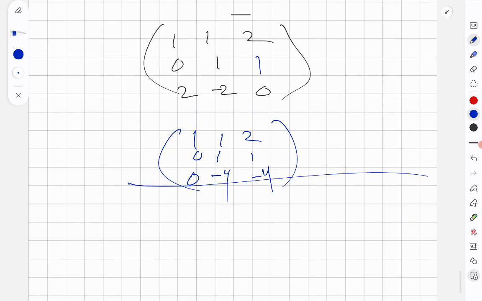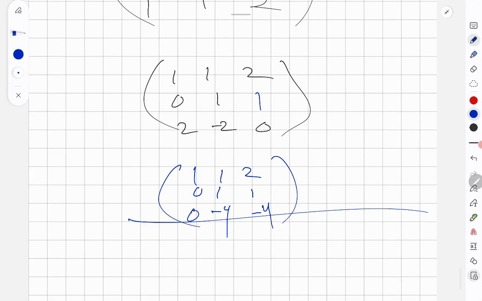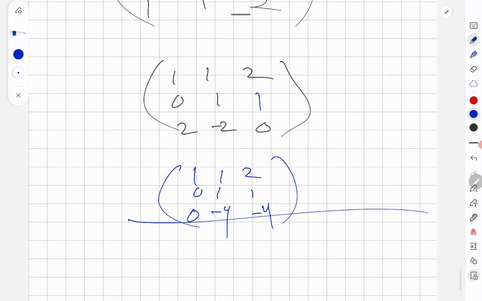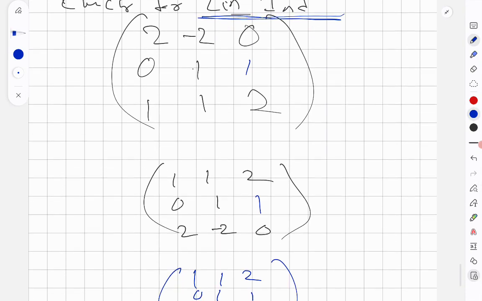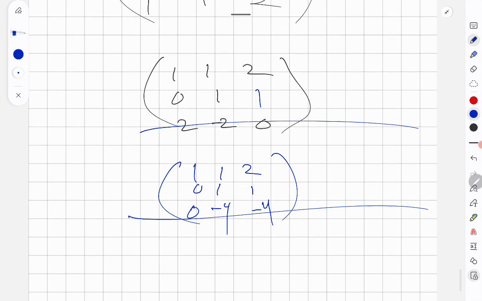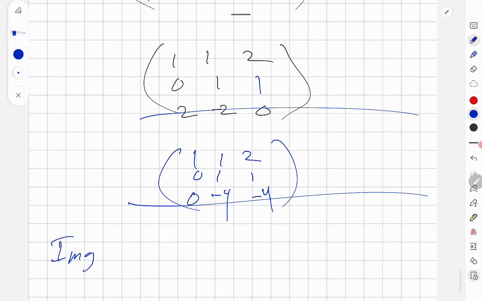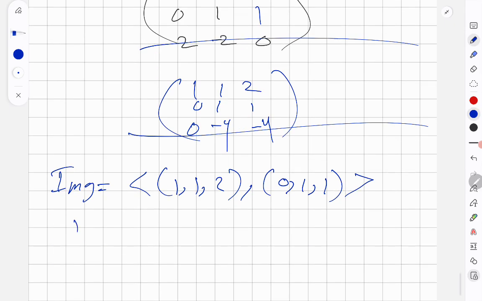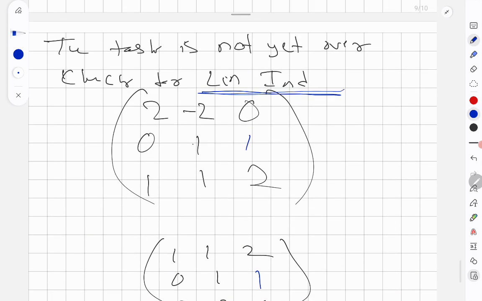So I got this one as linear dependent. I can just remove this one, and then my image is 1 1 2, 0 1 1. So the dimension of the image is 2. Now this is the most traditional method that we do, and it's not that difficult as well.